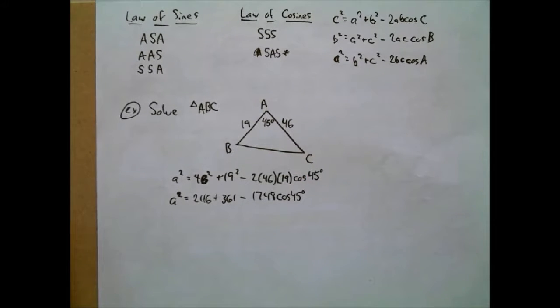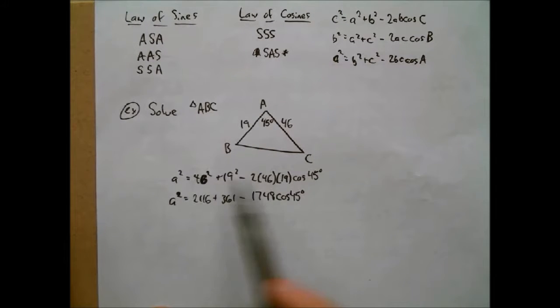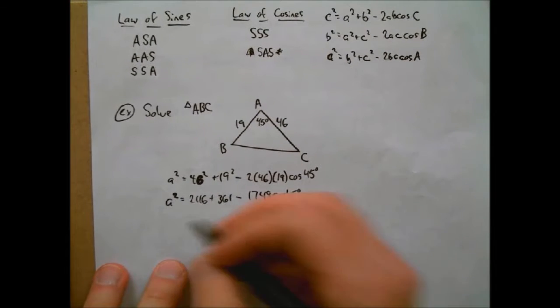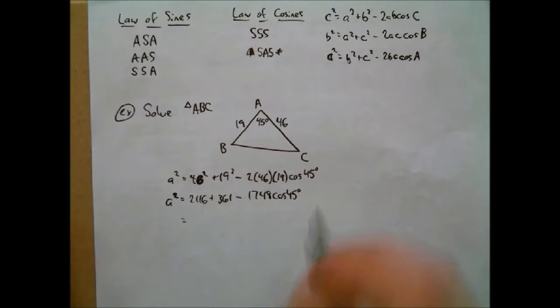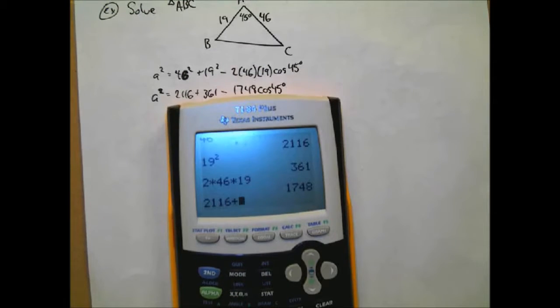Okay, so then I multiply everything out, square everything, and multiply everything. And actually, if you really want to, because this is all just one big expression on the right-hand side, you could type this whole mess in your calculator all at once and get yourself the answer there. So I might just go ahead and do that. I'm going to combine everything together there. So the 2116 plus the 361 minus the 1748 cosine of 45.